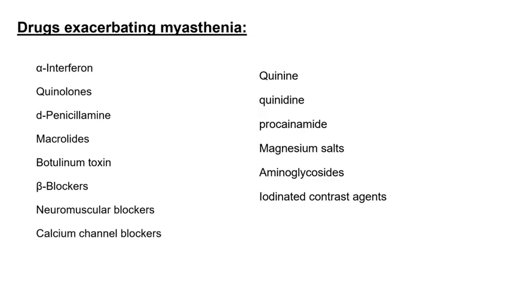Drugs which exacerbate myasthenia are alpha interferon, quinolones, D-penicillamine, macrolides, botulinum toxin, beta blockers, neuromuscular blockers, calcium channel blockers, quinine, quinidine, procainamide, magnesium salts, aminoglycosides, and iodinated contrast agents.